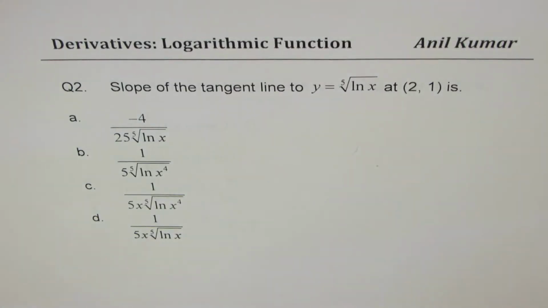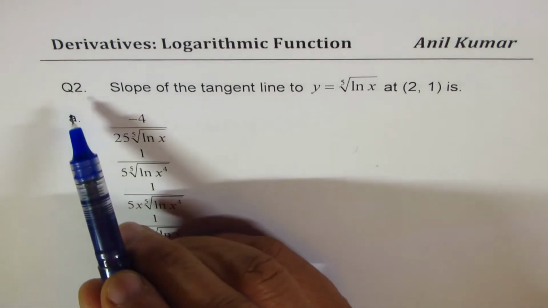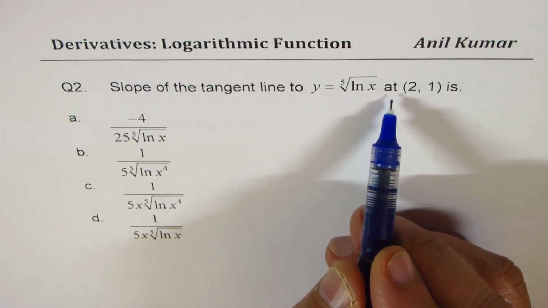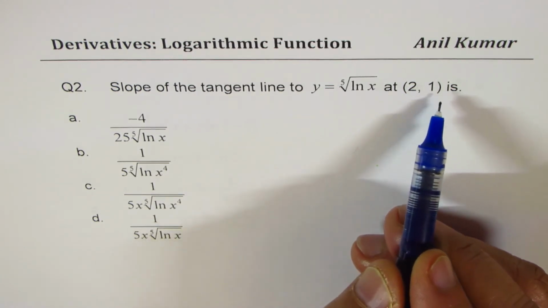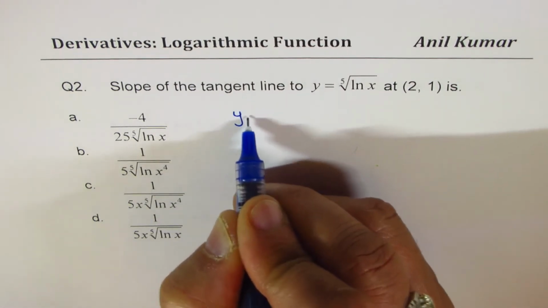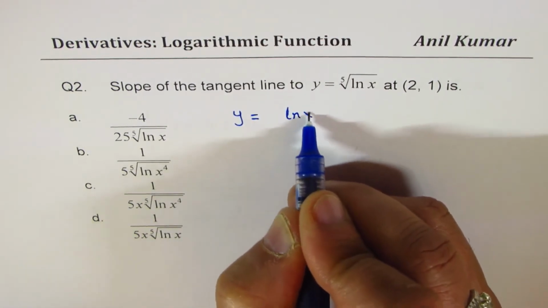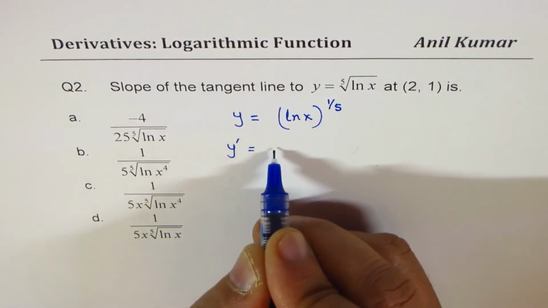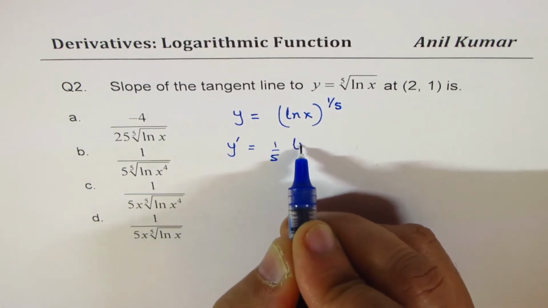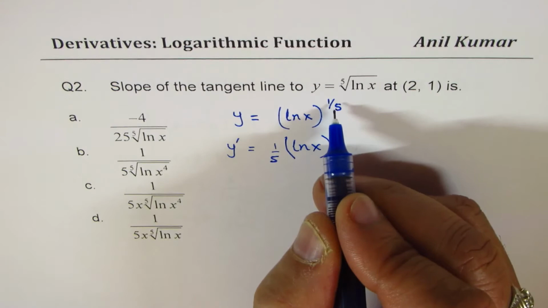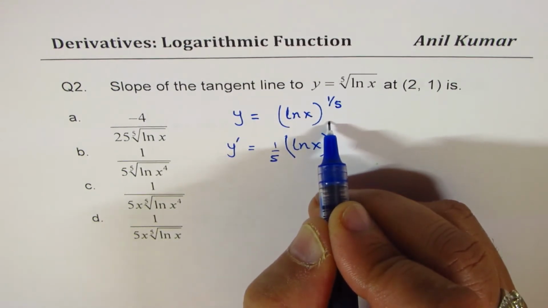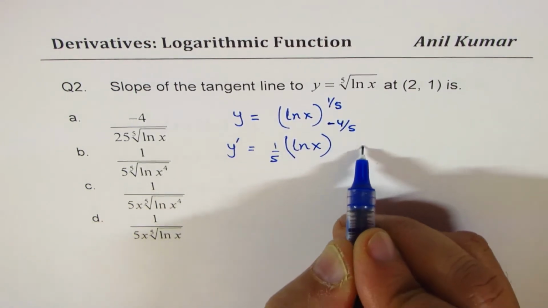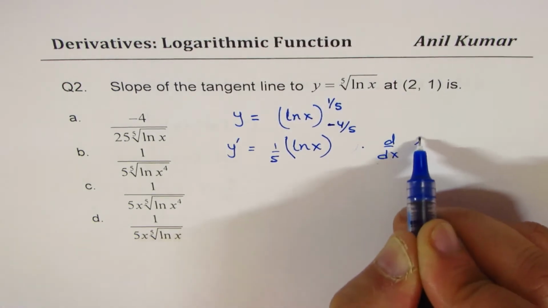Okay. The next question here is question number 2. Slope of the tangent line to y equals the fifth root of ln x at the point (2, 1). Now let's find the derivative. So we are writing y equals ln x and the power is 1/5, correct? So we'll apply the power rule first. So it is 1 over 5 times ln x to the power of 1 over 5 minus 1, so that gives me minus 4 over 5, correct? Times the derivative of ln x, right?